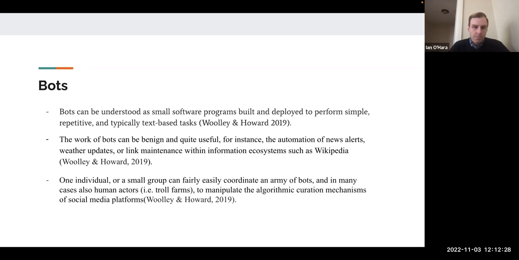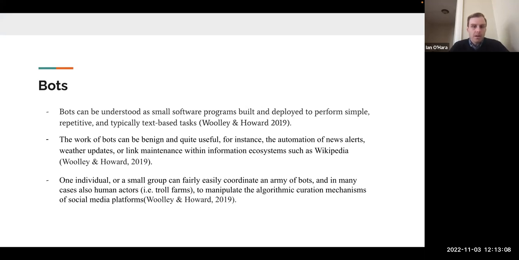So one individual or a small group can coordinate an army of bots. It's fairly straightforward if you have any API access and programming knowledge to develop a bot to do something within a given platform for you. You can do it relatively quickly. And if you can make one bot to like a given piece of content that has a given keyword or keywords within it, you can just replicate that code over and over again and make thousands of them if you want very easily. You can even automate that process.